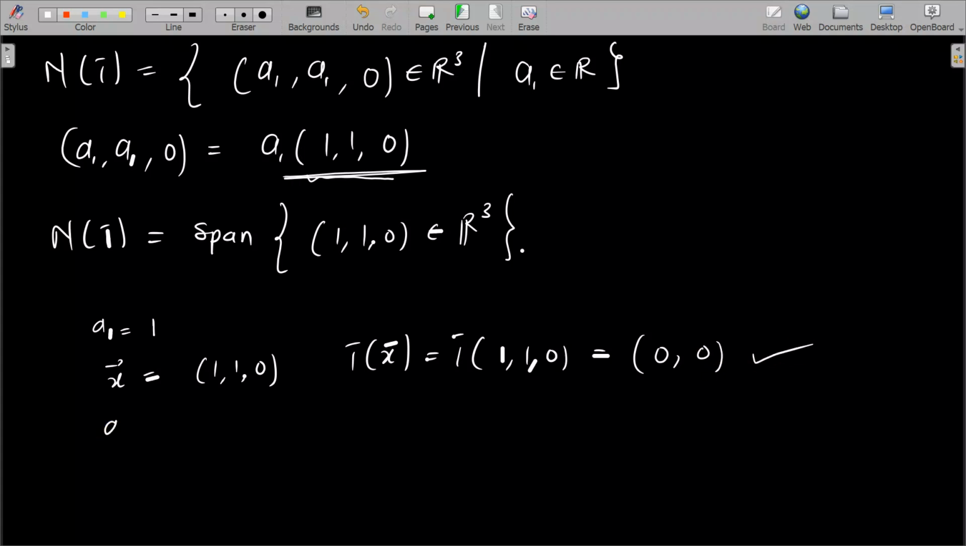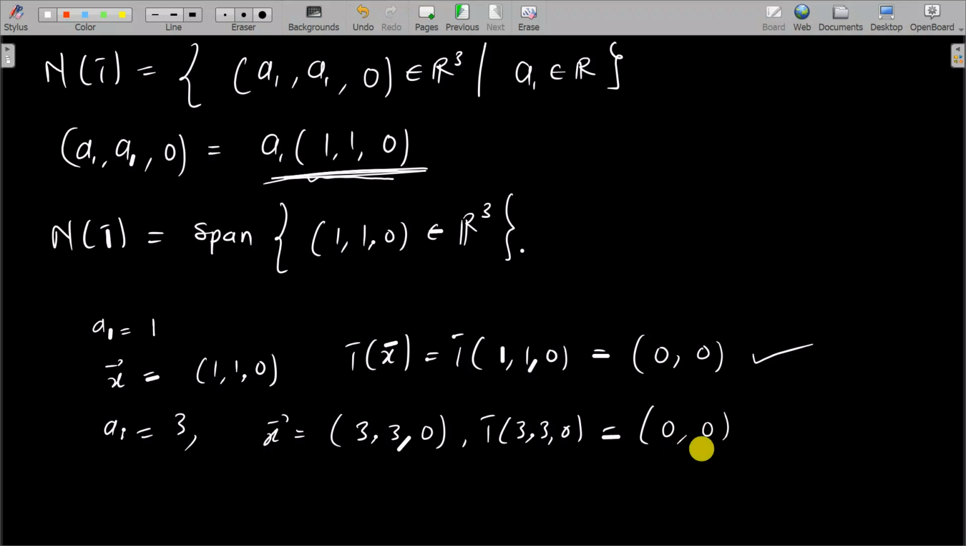We can pick a1 to be equal to 3, and the vector x here will be equal to 3 times that. Okay, and that's going to be (3, 3, 0), and then the transformation of this (3, 3, 0) is going to be the first component minus the second component. That's going to be 3 minus 3, 0, and 2 times the last component, which is 0. So indeed this is the null space.